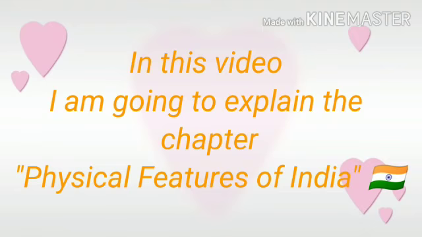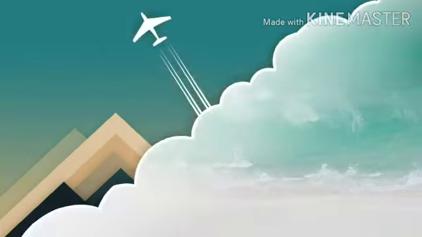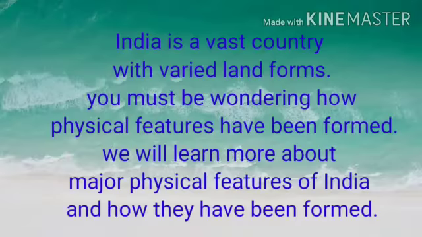In this video, I'm going to explain the chapter Physical Features of India. It is a chapter in Geography of Class 9. India is a vast country with varied landforms. You must be wondering how physical features have been formed. We will learn more about major physical features of India and how they have been formed.